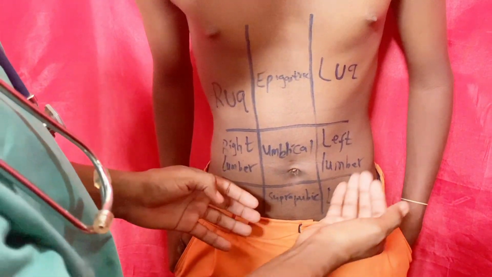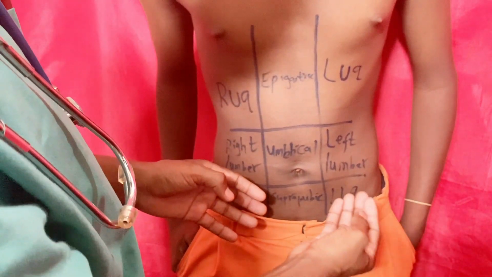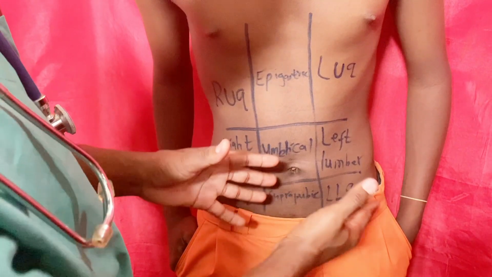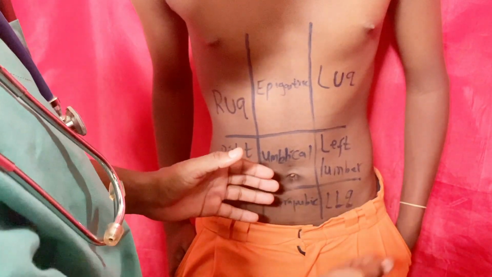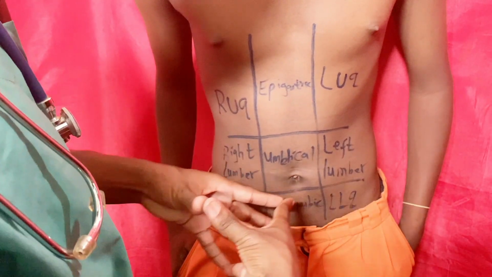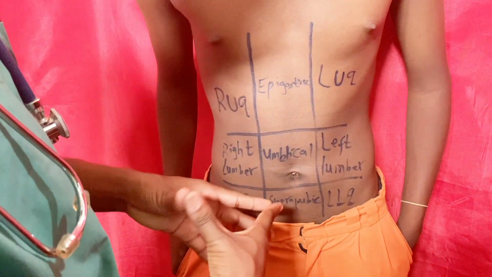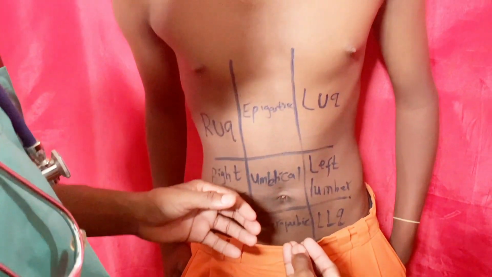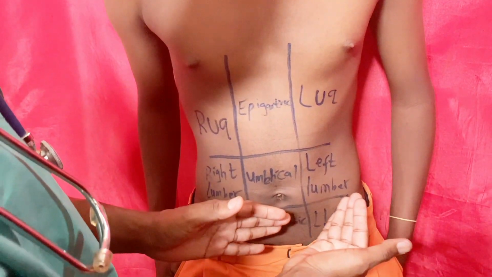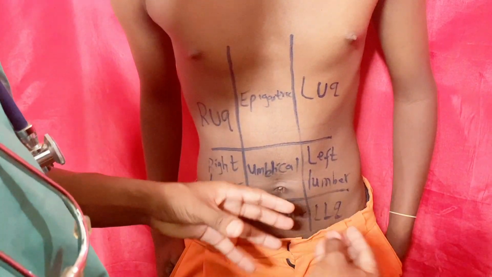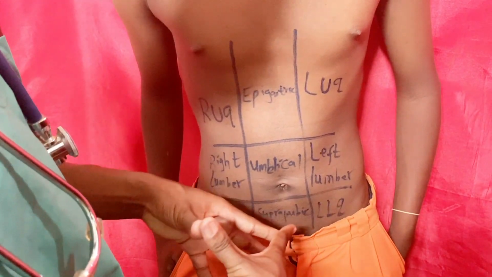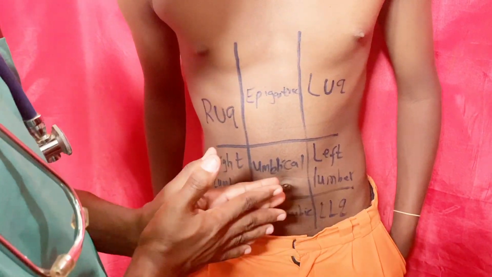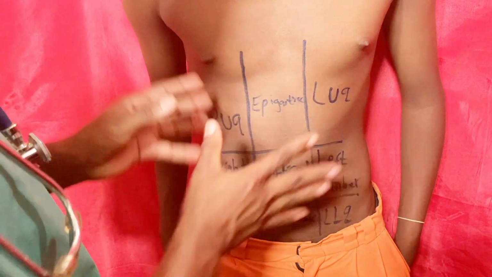We also have the left lower quadrant. In the left lower quadrant, the organs involved include the descending colon, the ovaries, the uterus, or maybe the fallopian tube in women. So you may have conditions like colitis, that is inflammation of the colon, or maybe ovarian cyst, ovarian torsion, endometriosis, PID, or maybe STI. So these are the conditions that are involved in the abdominal region.